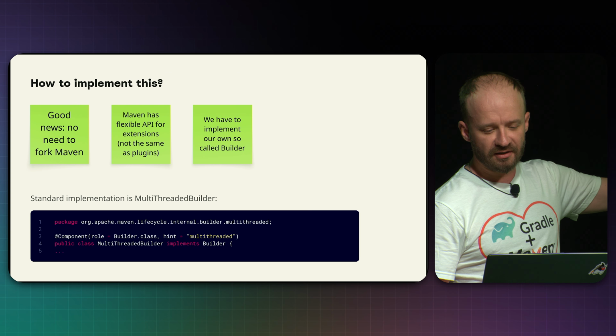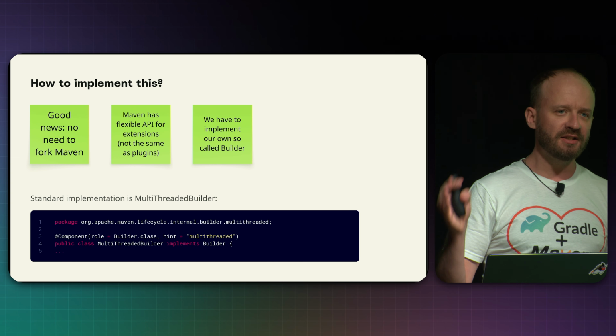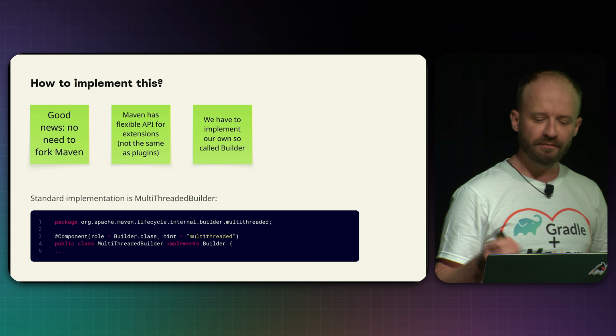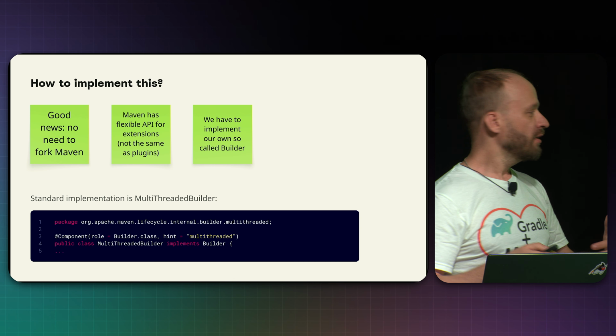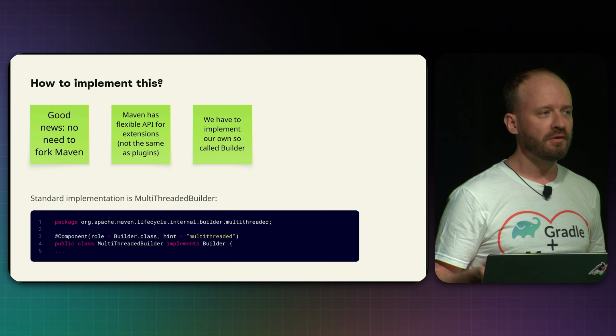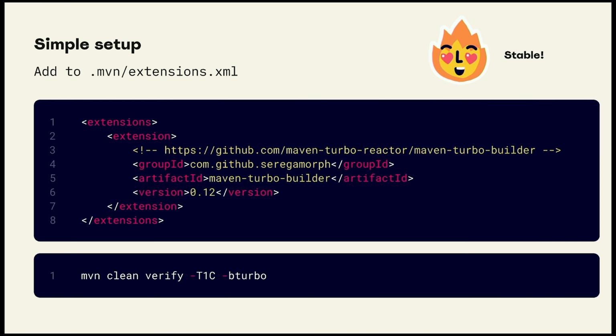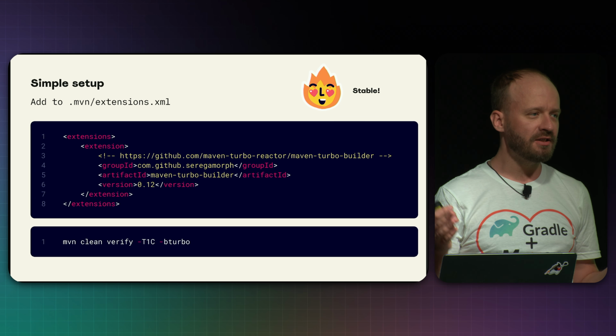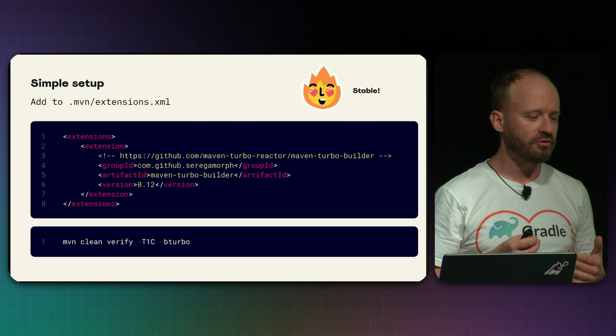Despite the fact that it's an internal API, it's quite stable since it was introduced in Maven 3. So what we can do is use this multi-threaded builder as a reference example and implement our own builder. During this research, the project called Maven Turbo Builder was created and published on GitHub as open source, licensed under the Apache license, and the builds are available in Maven Central. So it's easy to connect to your projects.